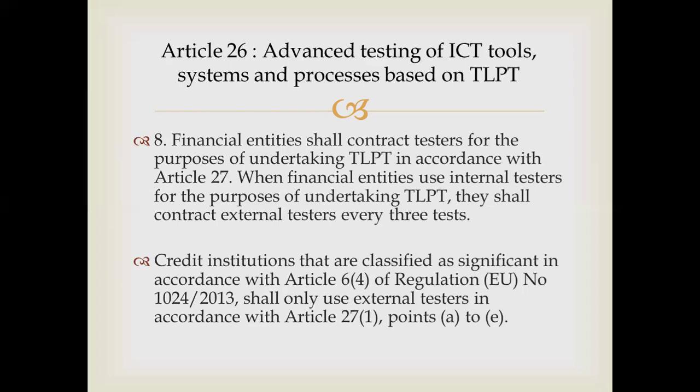Credit institutions that are classified as significant in accordance with Article 6, paragraph 4 of Regulation EU number 1024/2013 shall only use external testers in accordance with Article 27, paragraph 1, points A to E. Wonderful. So if your credit institution is classified as significant, it means you don't have a choice. What we said earlier, that you can use internal testers for the first test and second test, then external testers for the third test, doesn't apply to credit institutions that are significant. They must use external testers.